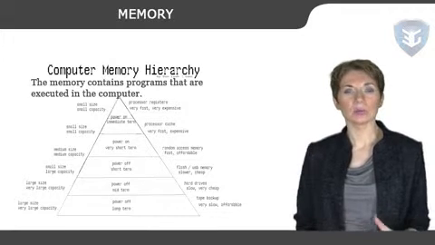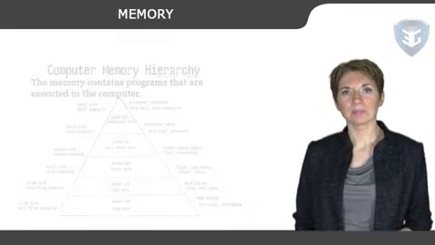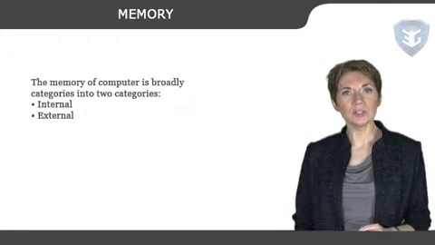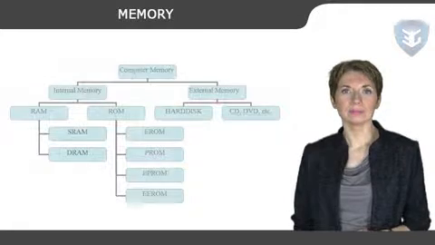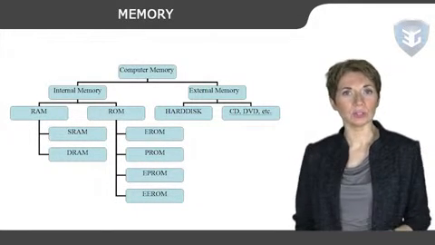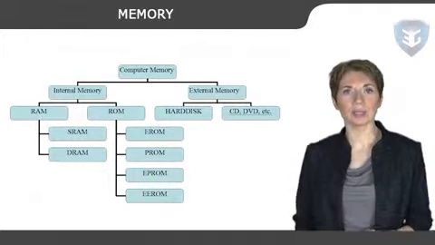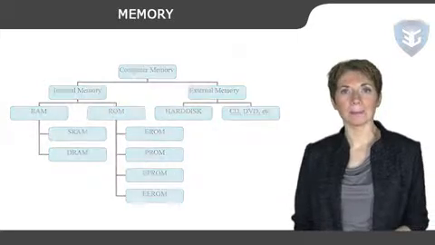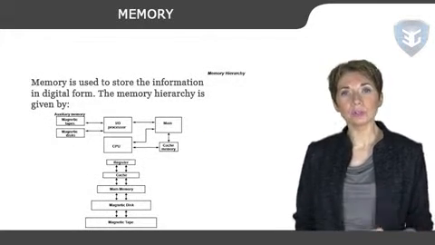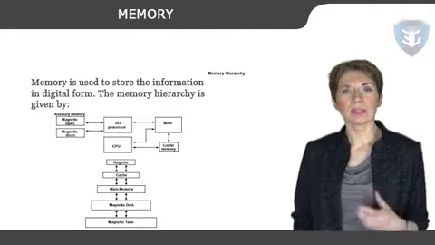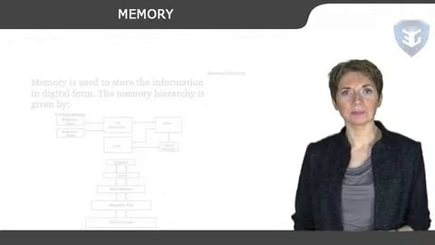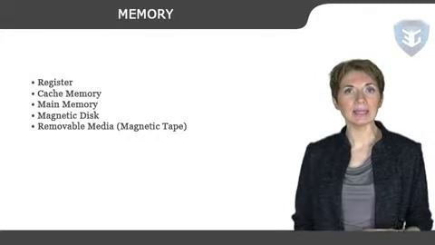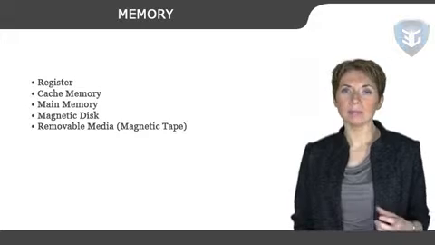Due to several reasons, one has different kinds of memories. The memory of a computer is divided into two broad categories, internal and external. Internal memory is used by the CPU to perform tasks, and external memory is used to store bulk information, which includes large software and data. Memory is used to store the information in digital form. The memory hierarchy is given by register, cache memory, main memory, magnetic disk, removable media, magnetic tape.